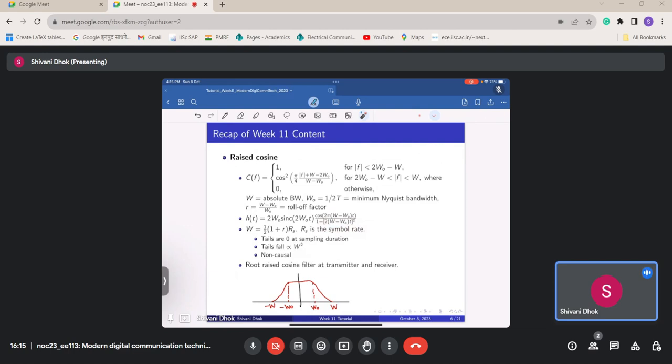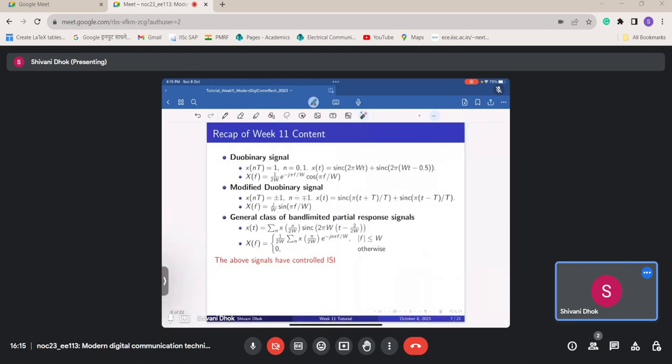Now, in order to build this raised cosine, this is an equivalent thing that we are obtaining at the receiver end. So, in order to have a raised cosine, we have a root raised cosine at the transmitter and a root raised cosine at the receiver, so that the equivalent thing that we are getting is the raised cosine pulse that we want.